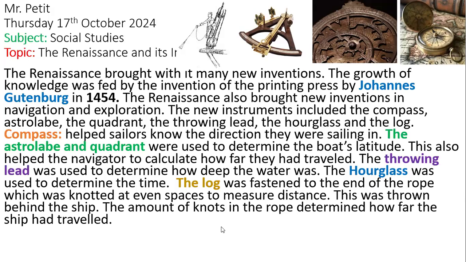Calvin, what was the purpose of the compass?